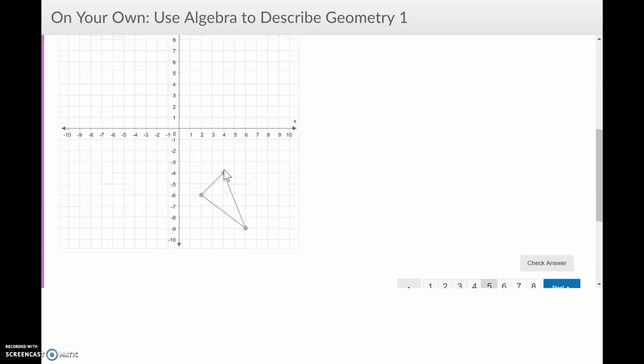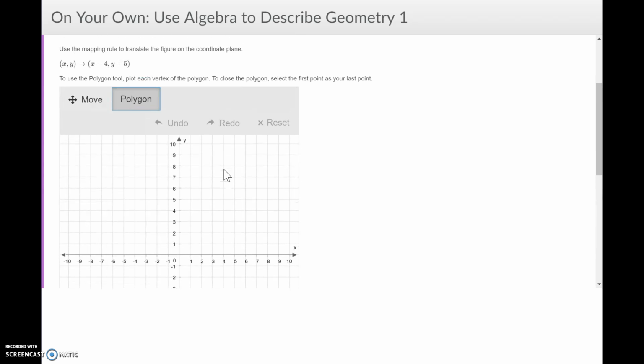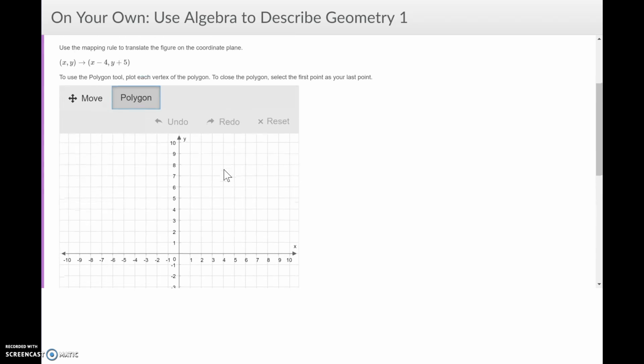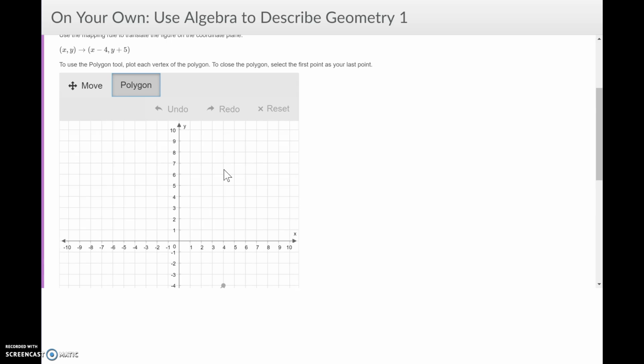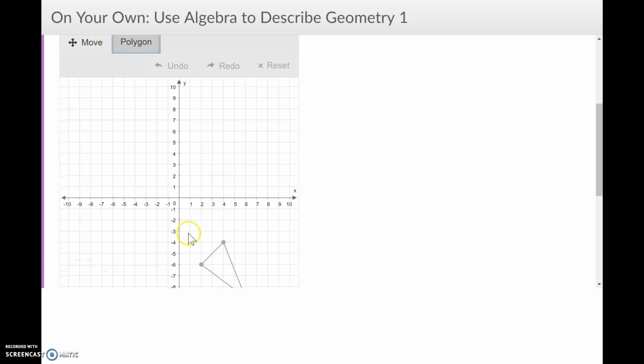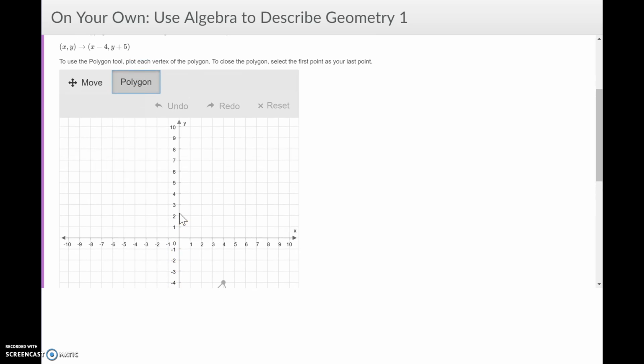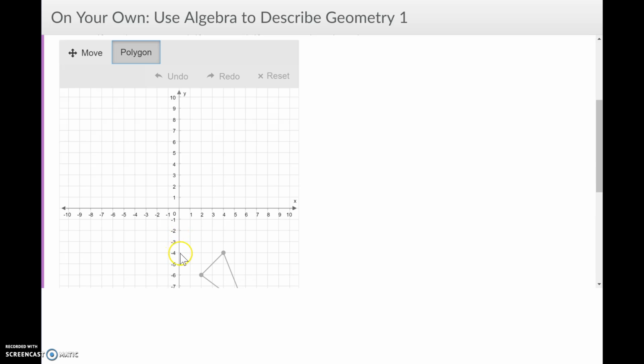So the x coordinate is 4. So we're subtracting 4. So the new x coordinate would be 0. We would move to here. And then the y coordinate is plus 5. So if we add 5 to that, we go up 5. 1, 2, 3, 4, 5.